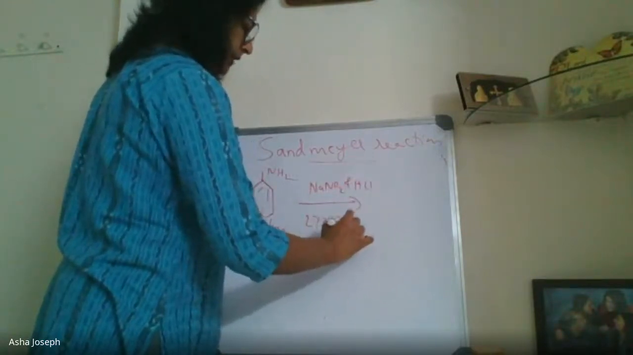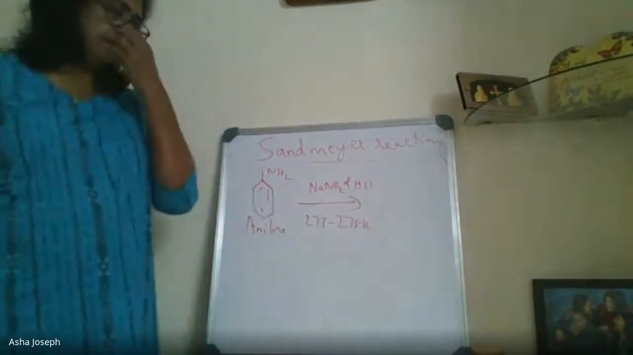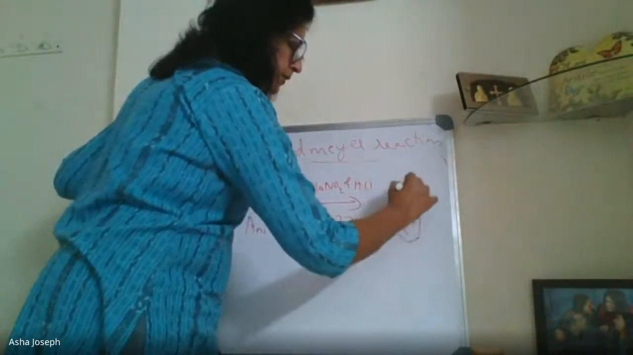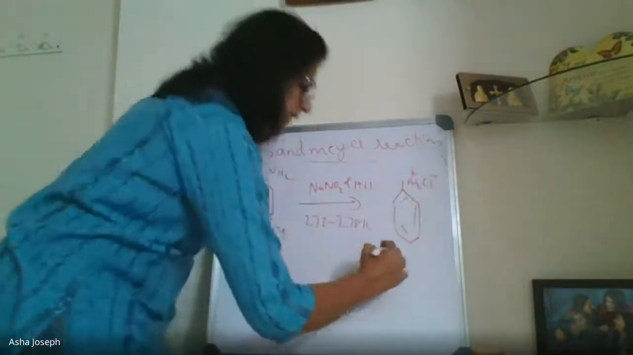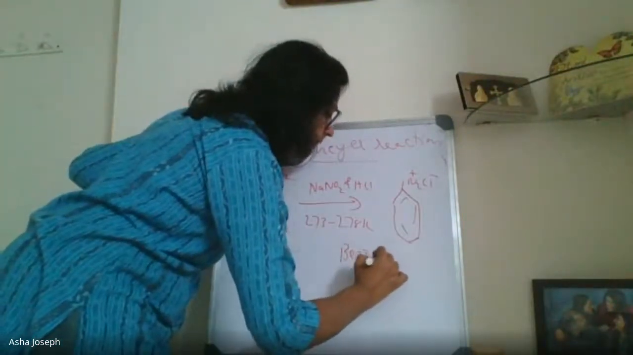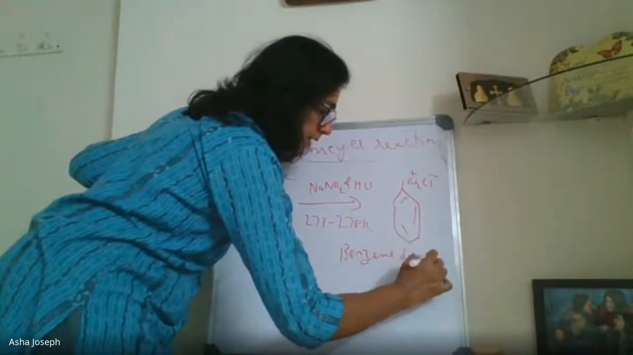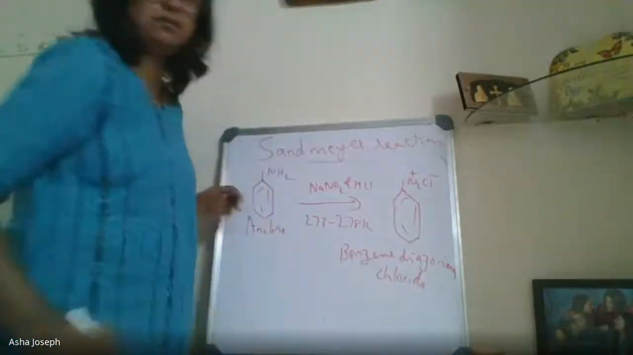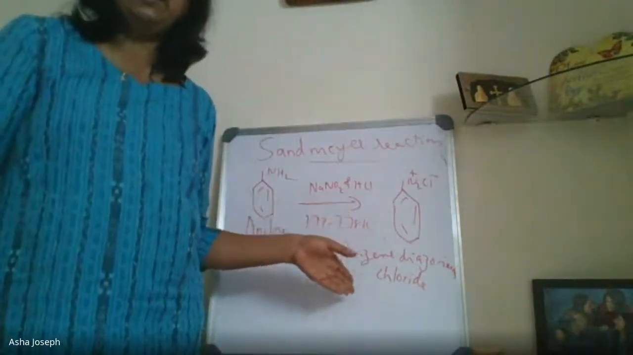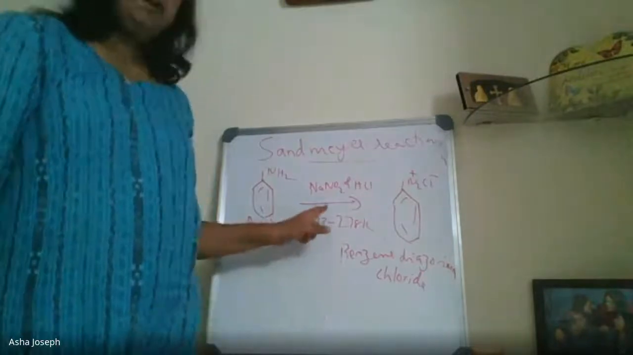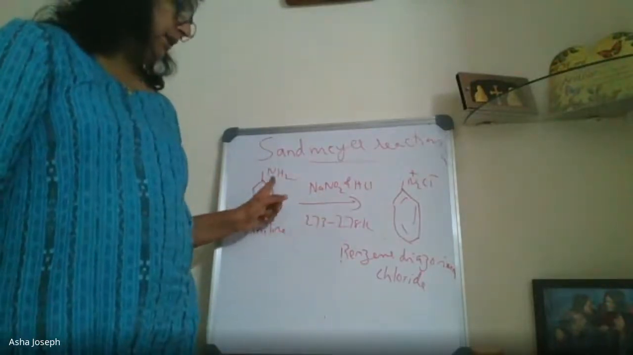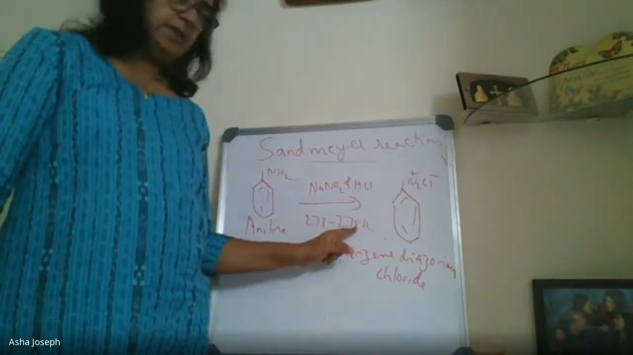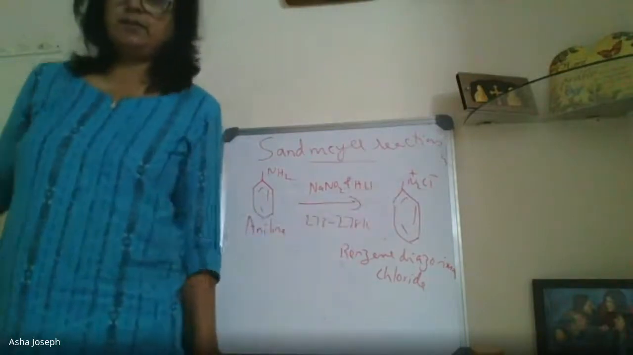You will do this in the lab also. Ice cold temperature. And you will get this compound, which is a very important compound. N2 plus Cl minus. This is called benzene diazonium chloride. One topic itself is there in organic nitrogen compounds. You will learn in detail. For time being, you will understand this much. Aniline with NaNO2 and HCl at 273 to 278 Kelvin. You will get benzene diazonium chloride.